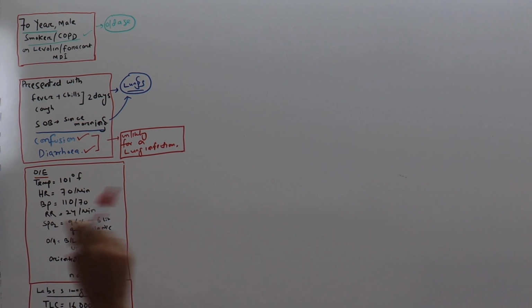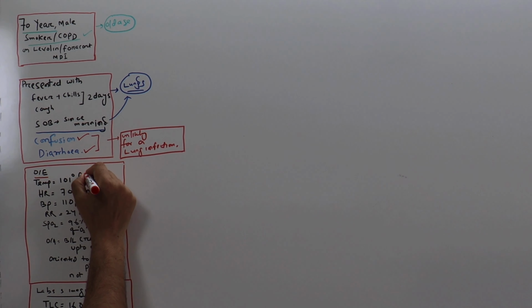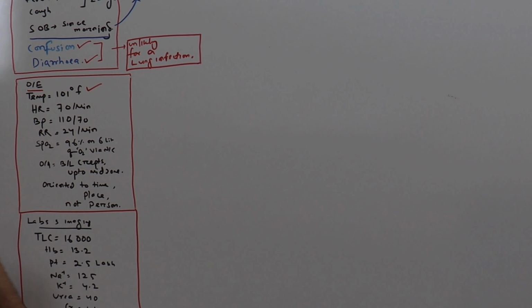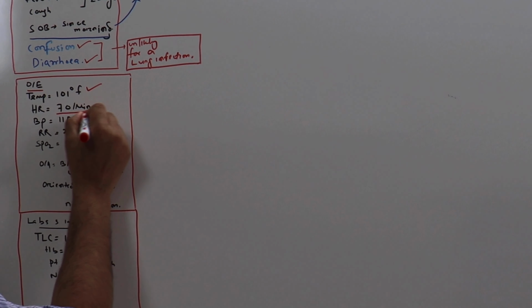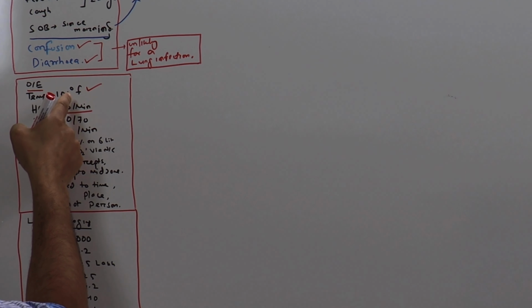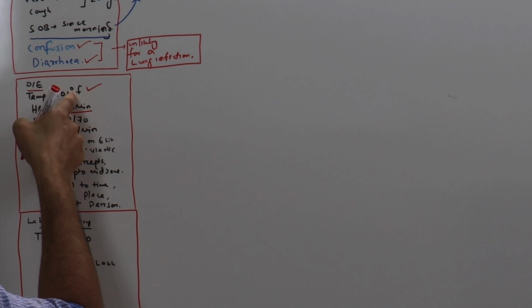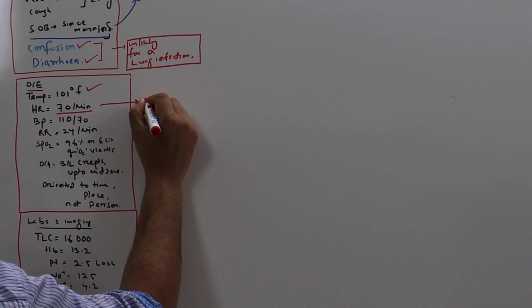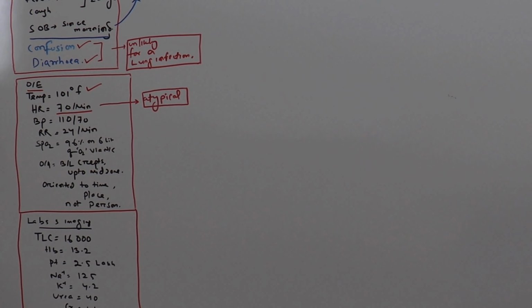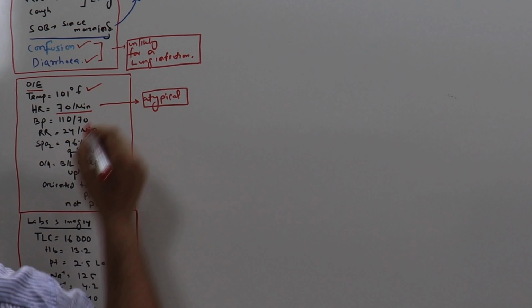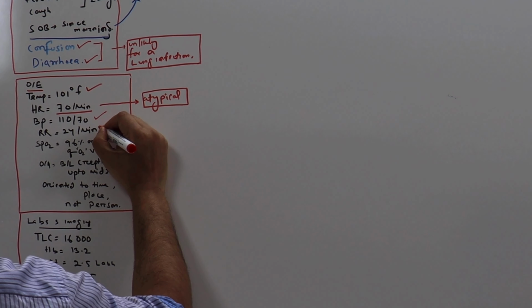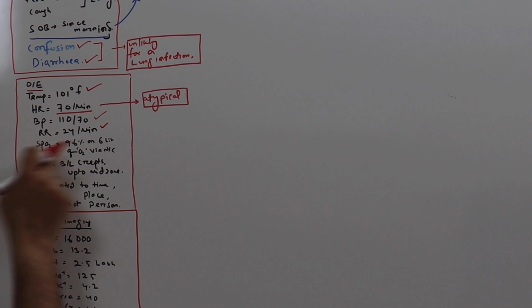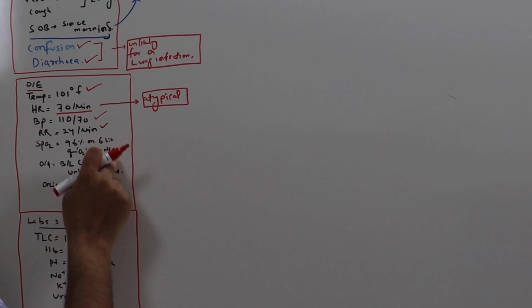Now coming to the examination, the patient is having a high grade fever, but you can see the heart rate here, it is 70 per minute. So for a temperature of 101 degrees Fahrenheit, this heart rate is very atypical, isn't it? And the patient is not on any beta blocker. Blood pressure is okay, respiratory rate a little bit tachypneic, and the patient is requiring supplemental oxygen via nasal cannula.